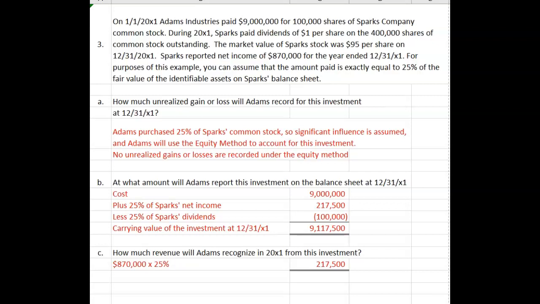Under the equity method, dividends received from the investee corporation are not treated as investment revenue. Instead, they reduce the investment. The journal entry to record dividends received from the investee corporation is a debit to cash and a credit to the investment.